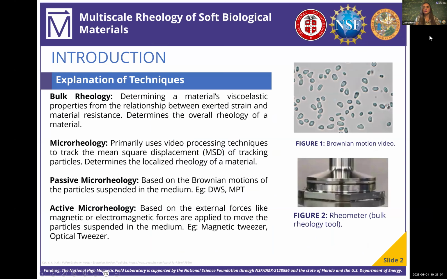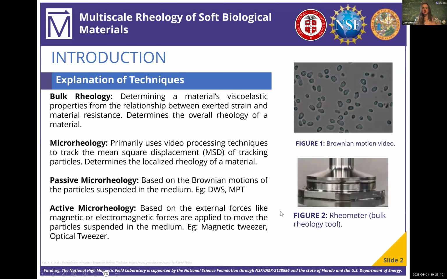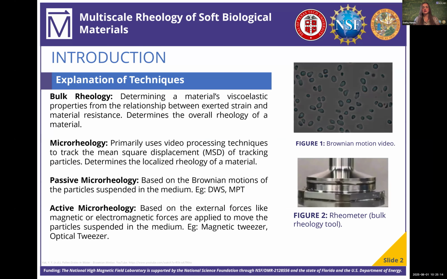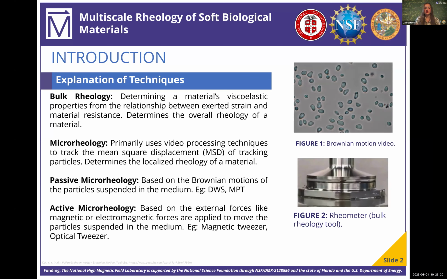The first one is called bulk rheology. So this is done using an instrument called the rheometer, and you can see that in figure 2. So you compress the sample between two plates, and the top one spins, and then the relationship between the strain and the resistance of the material gives us insight into the viscoelastic properties.